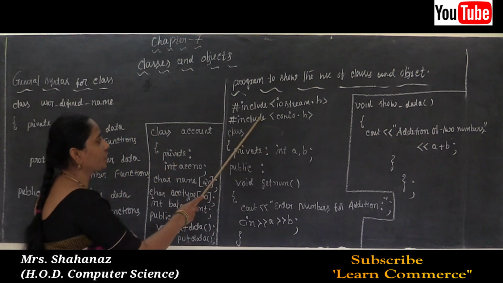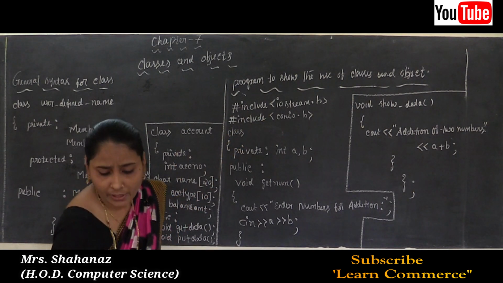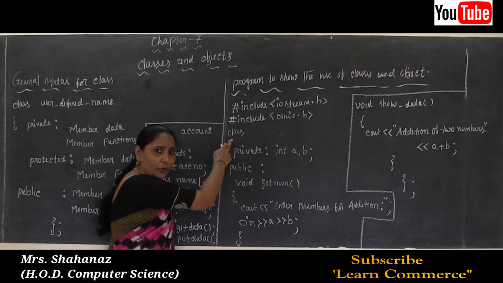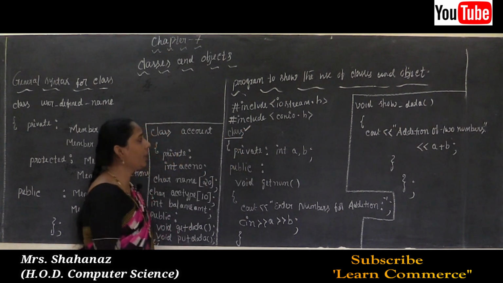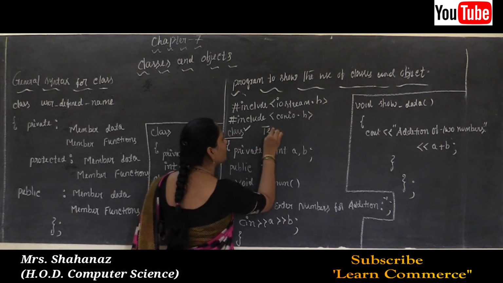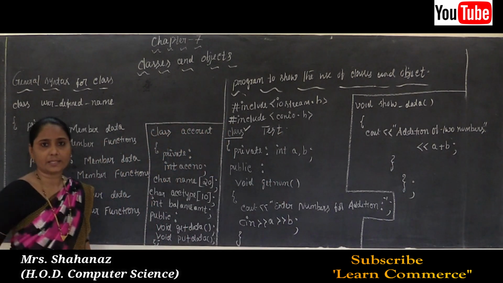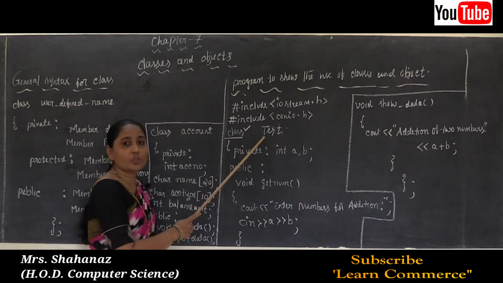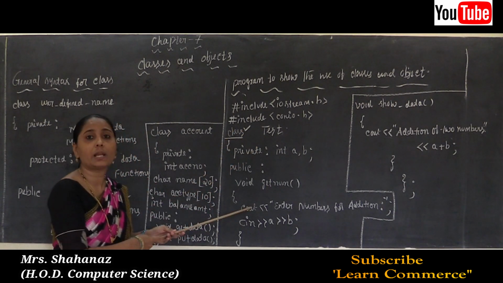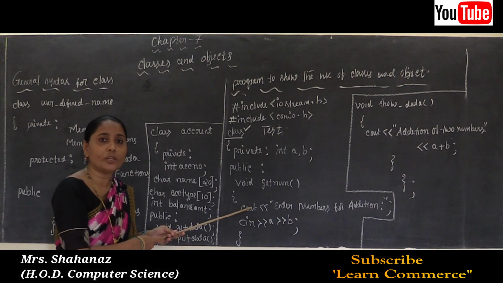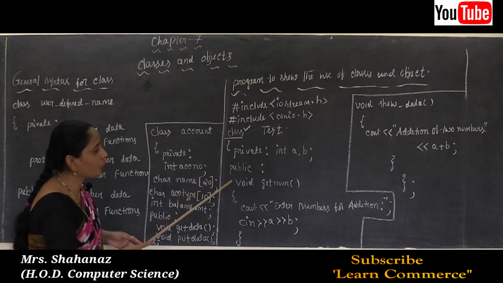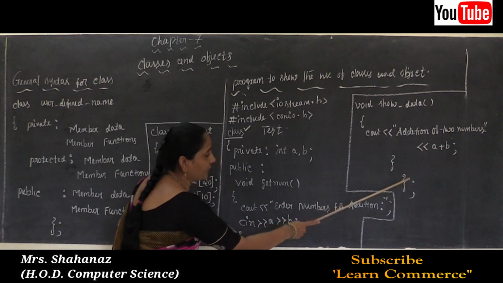So such header files are used, and we already know class is a keyword. The keyword is used to declare the class, and I want to use the name of the class as test. This is the user defined name. After that, the class body is enclosed in a pair of flower brackets.